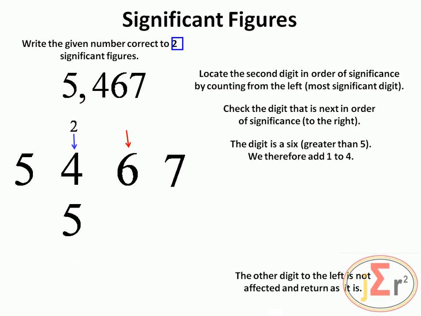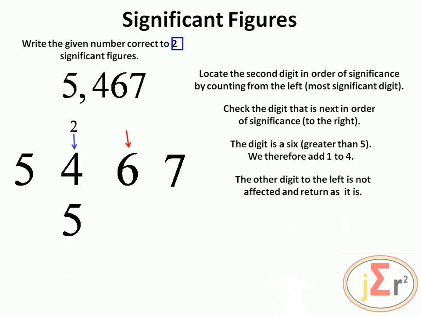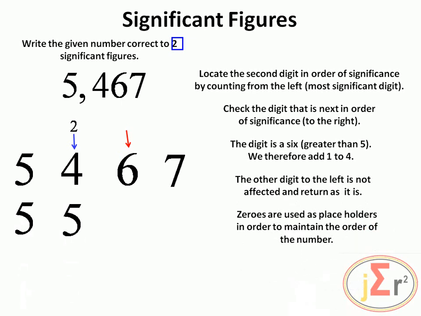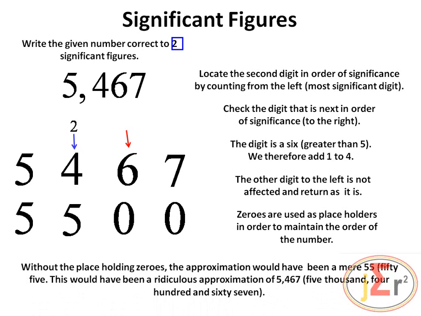Right. Then the 1, the other digit to the left, is not affected and returns as it is. That is the 5 that we have over there, returns as it is. And of course, what do we need? Zeros are used as placeholders in order to maintain the order of the number, which is the relative size of the number. Without the placeholding zeros, the approximation would have been a mere 55. This would have been a ridiculous approximation of 5,467.